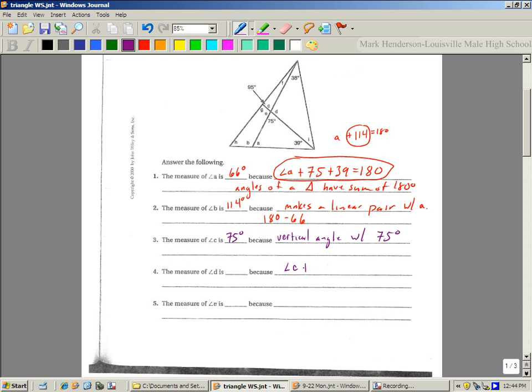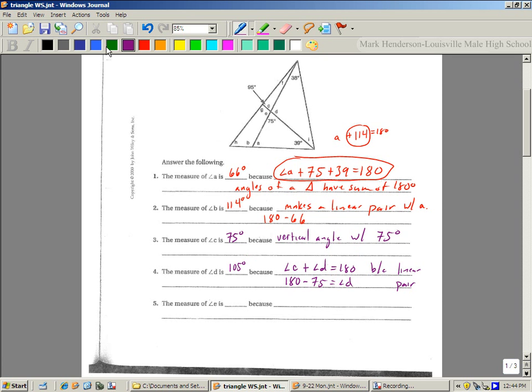Angle C plus angle D equals 180 because they are a linear pair. Does everybody agree with that? So then we have 180 minus 75 equals angle D, which gives you 105 degrees. How many people have them all correct so far? Alright, very good.